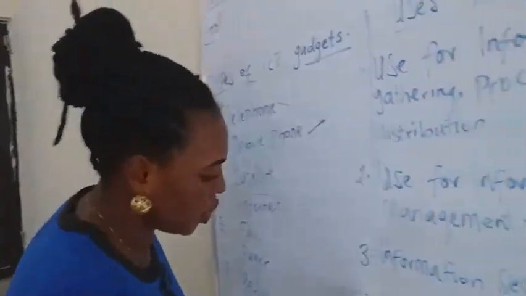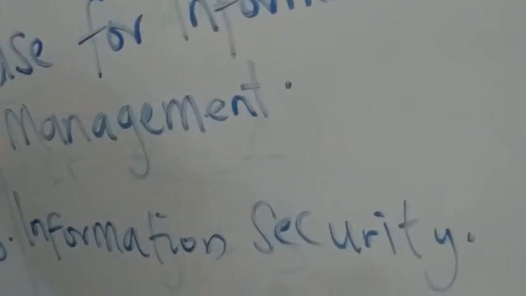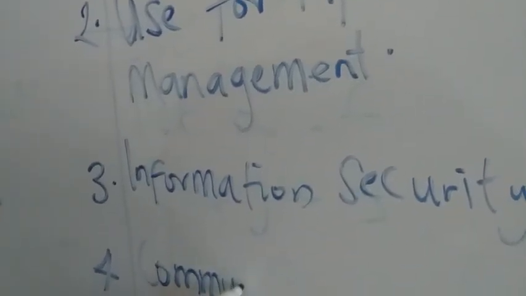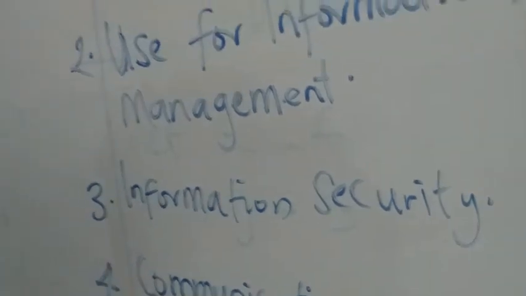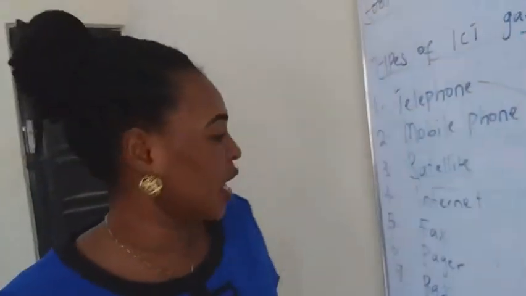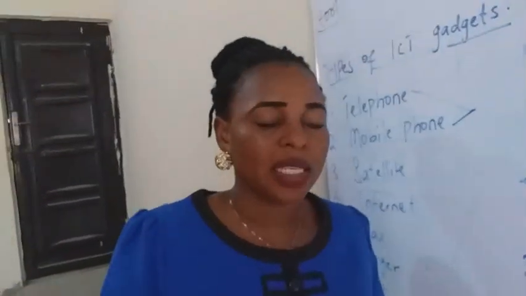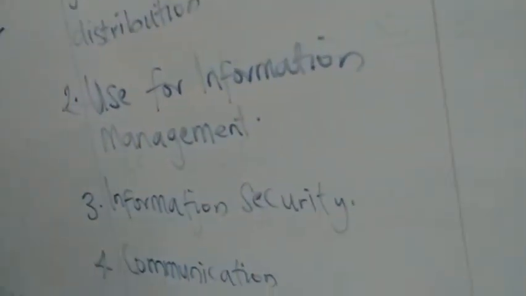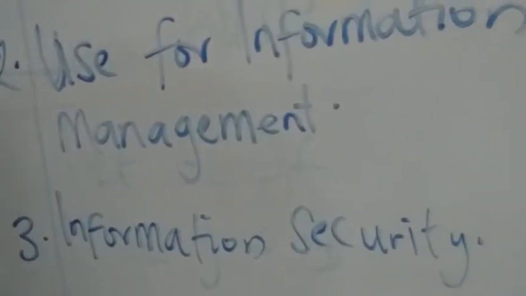Alright, information security. Number 4, use of ICT says communication. Alright, I know everybody will agree with me that ICT gadgets are used for communication. Of course, when you are passing information to somebody, you have actually communicated with that person. Almost all the ICT gadgets are used as a means for communication.